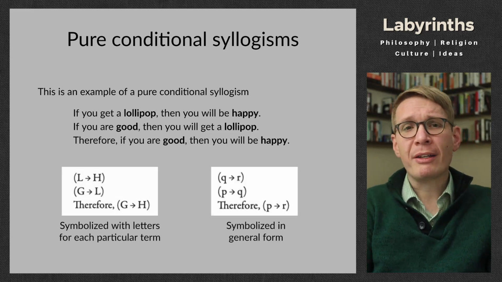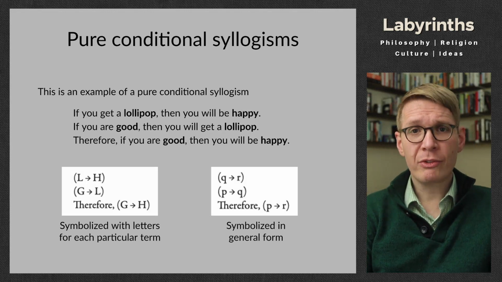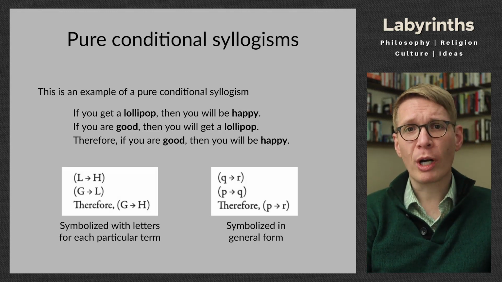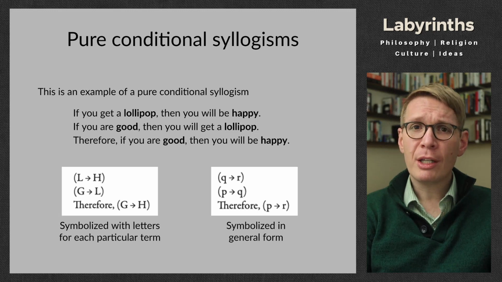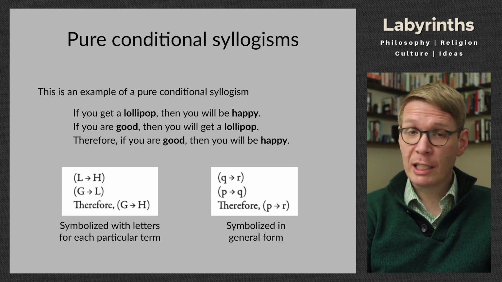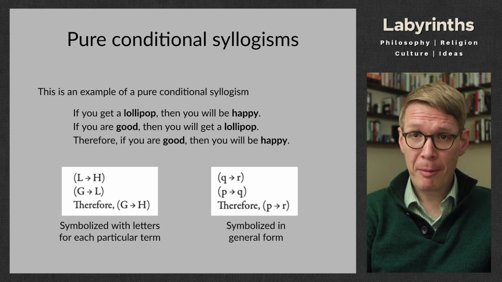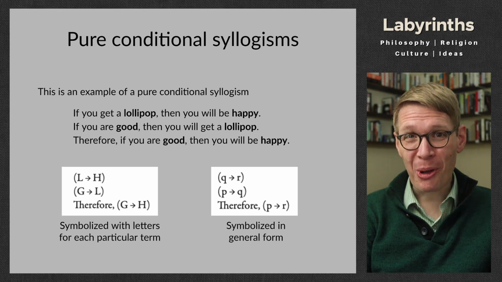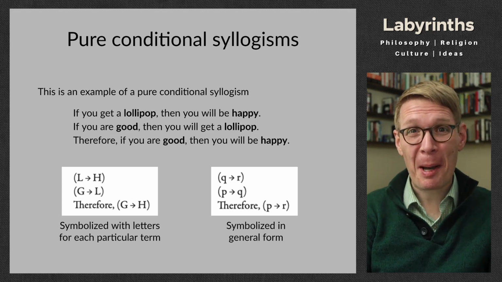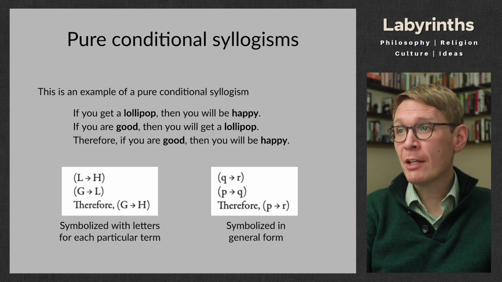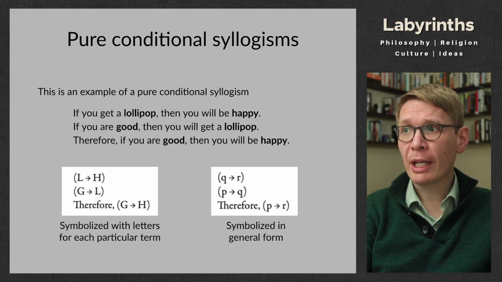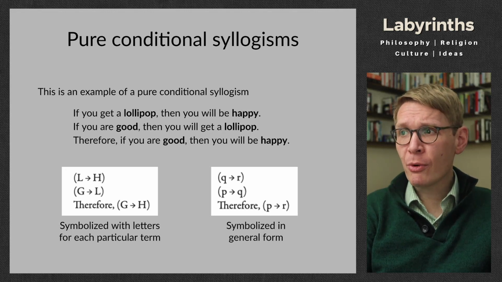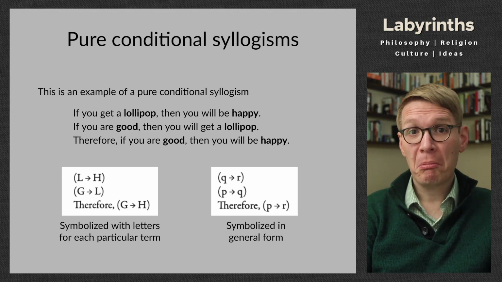We're going to talk about how to symbolize these things, because this is going to be necessary, especially as we deal with more complex arguments, in order to discern their structure. If you get a lollipop, then you'll be happy. This is taken from Hauser's book, Logic as a Liberal Art, and Hauser talks often about lollipops in the book. If you are good, then you will get a lollipop. Therefore, if you are good, then you will be happy.